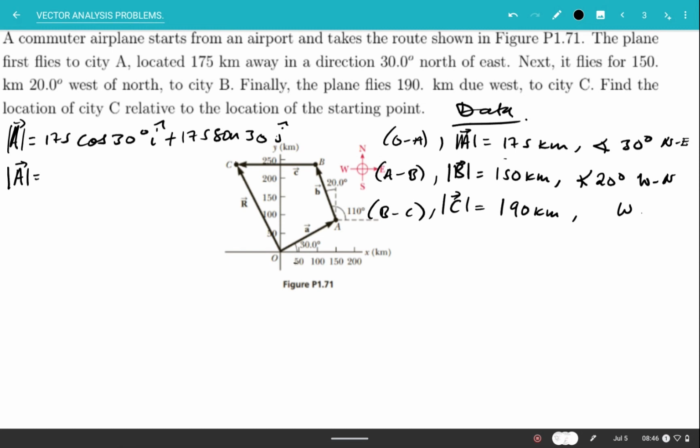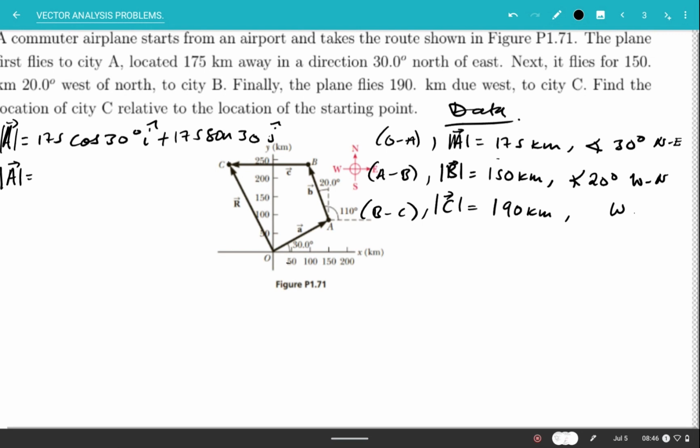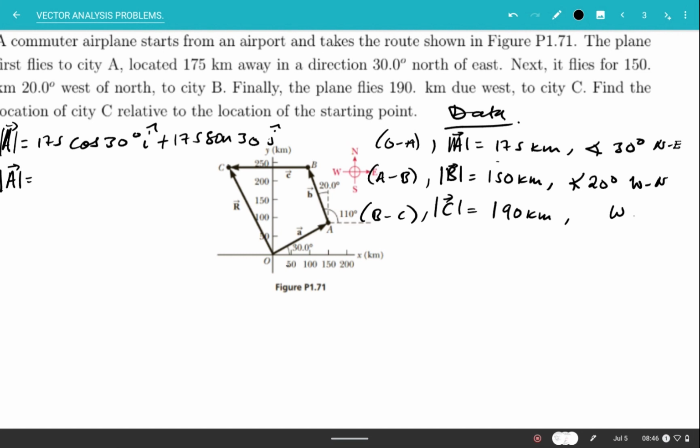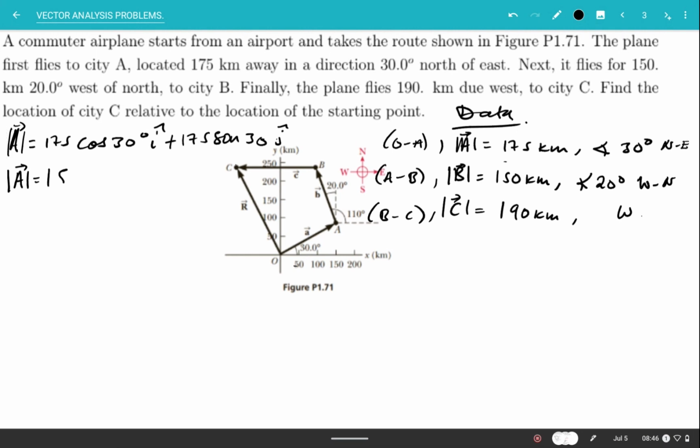So if you do 175 times cos 30, rounding off my values to two decimal places, you're getting 151.55. That's in the I. Then if you do 175 times sine 30, you basically get 87.5. So it's a plus 87.5. That's in the J. So you have your components for A.